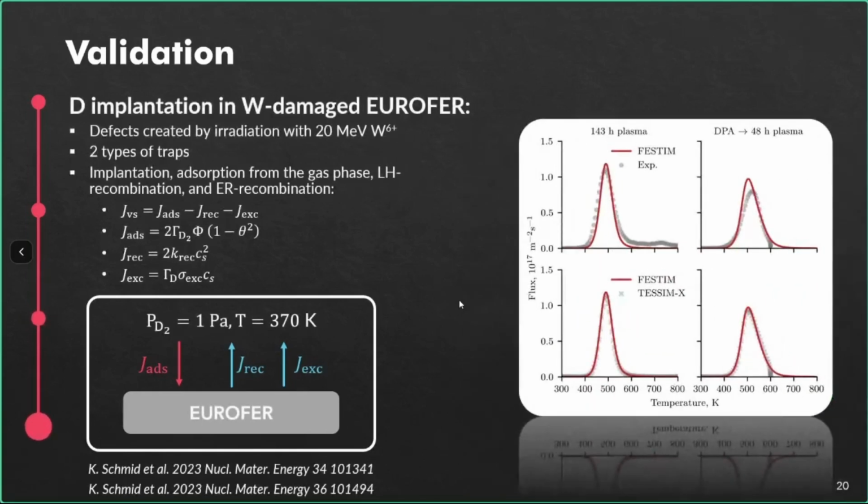Finally, the last case reproduces the experimental data on deuterium implantation in European steel that was also damaged with tungsten ions. The model is relatively the same as in the previous case, but here we performed an additional comparison with the FESTIM X code. And although the agreement with the experiment is quite reasonable, the correlation between FESTIM and FESTIM X is almost perfect.